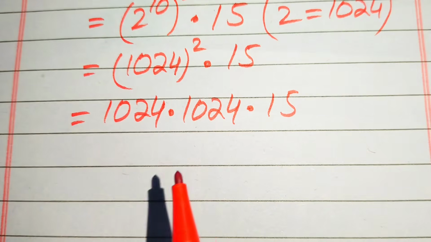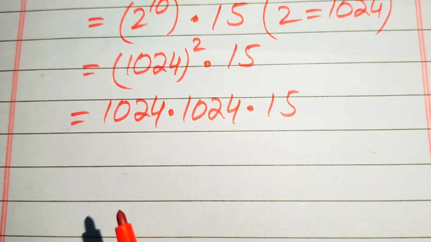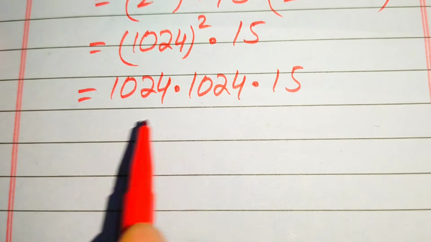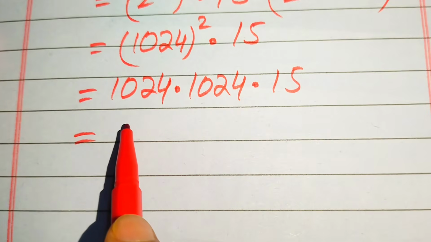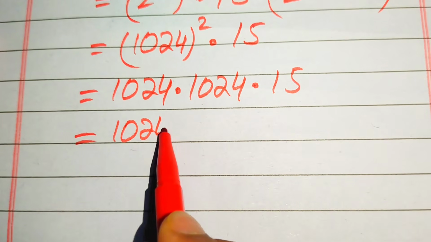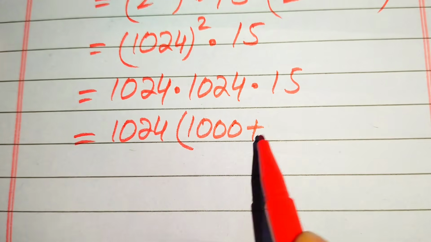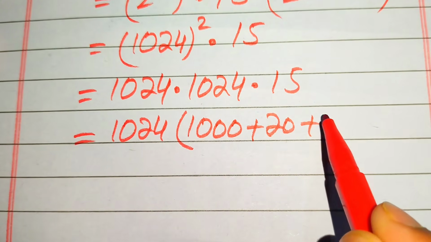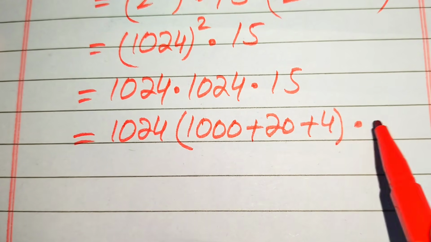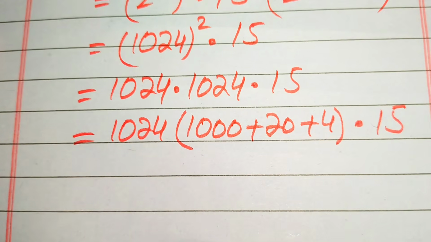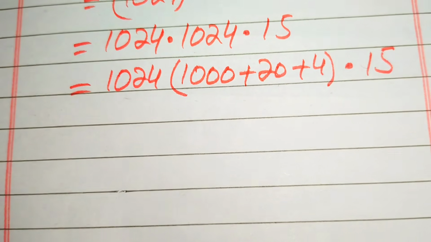So we need to multiply these three bigger numbers. But remember one thing: a calculator is not allowed in this problem. That's why we need to do all of the working here. Now we break this term 1024, this is 1024. We break this value as 1000 plus 20 plus 4, and its resulting answer is multiplied by 15.